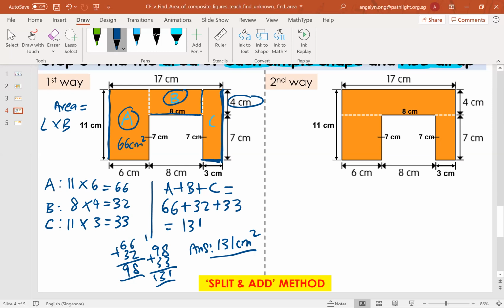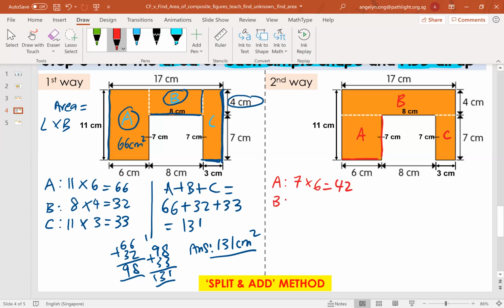Okay, go on to the fourth outline. So I'm going to label them as A, B, and C. Right, so let's find the area of figure A. We have the length 7 cm and breadth 6 cm. So we take 7 times 6 and we get 42.